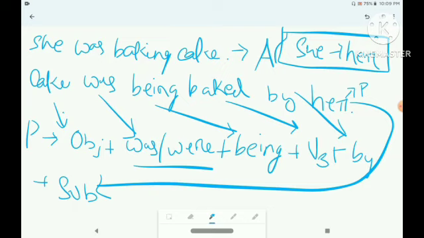So this way we have represented 4 types of tenses in active and passive voice. Now there are 2 more tenses and 2 more conditions, which I will tell you in the next class or next session.